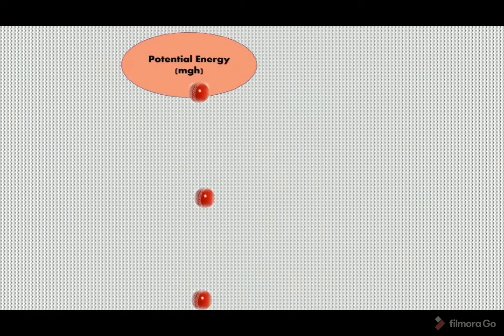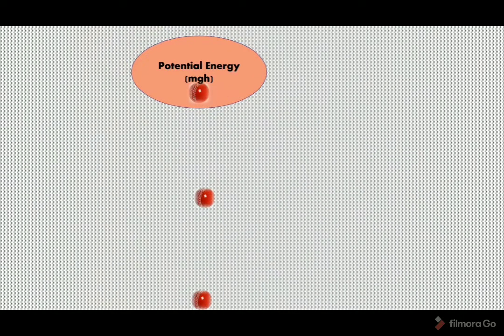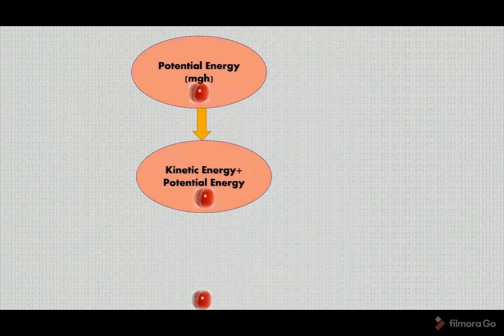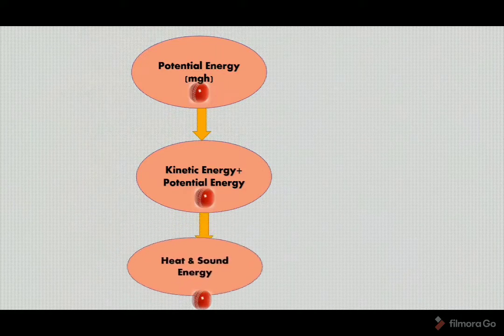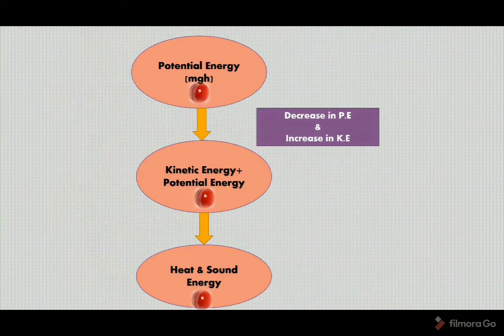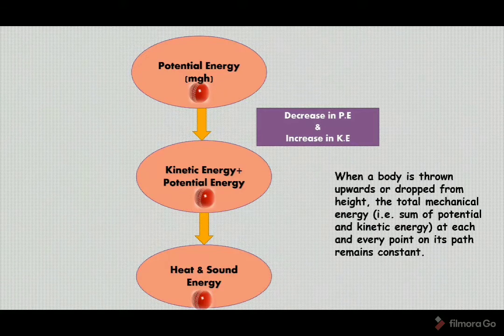Now here, consider an example where a ball is dropped from a height and the ball reaches the ground. On the top, the ball only possesses potential energy. During the fall, the potential energy gets converted into kinetic energy, and finally, on reaching the ground, the total potential energy gets changed to heat and sound energy. But remember, during the fall, the total energy of the system remains conserved.